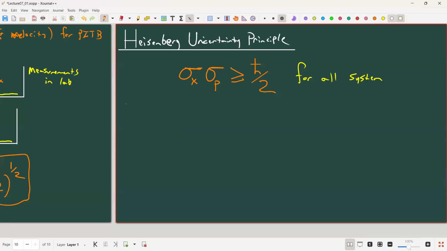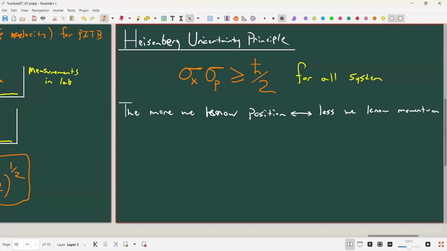And the real consequence of this is that the more we know position, the less we know momentum. Let me show you an example. All right, so let's look at some limiting cases for this.